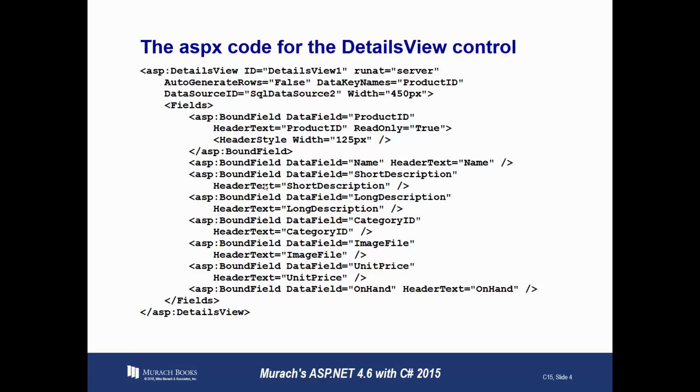So the Details View control can be displayed in one of three different modes. It can be displayed in read-only mode, as you see right here. In read-only mode, the data is displayed, but it cannot be edited. If you change it from read-only mode to edit mode, the user can modify the data for the current row. And if you put it in insert mode, the user can enter data that will be inserted into the data source as a new row.